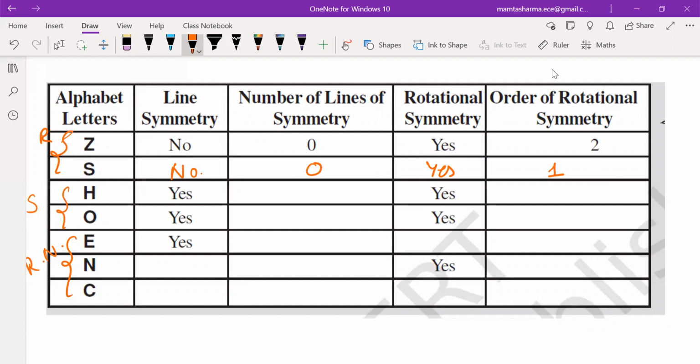Yes. Ma'am, next. Ritvik Nimala has given the last one. No, ma'am, lines of symmetry, no. Yes. Number of lines of symmetry, 0. Okay. Rotational symmetry, yes. 1, ma'am. Yes, correct. Now Shiva Pranav.